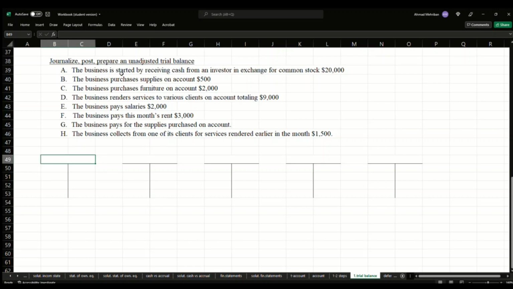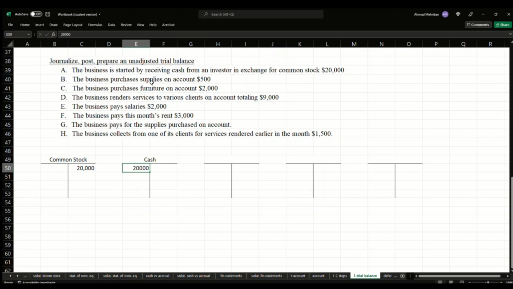Now, the business is started by receiving cash from an investor in exchange for common stock, 20,000. Again, we start with the common stock. No rush here. 20,000 is common stock, and we receive cash in exchange. 20,000 on the debit side.